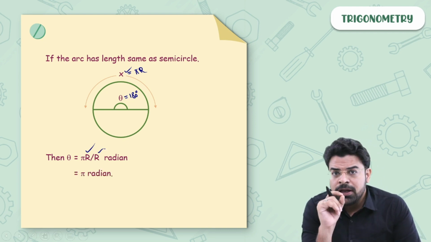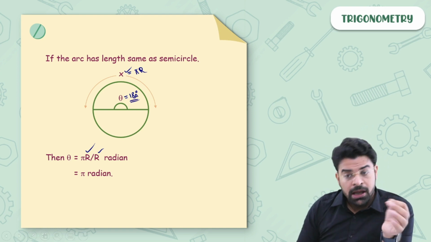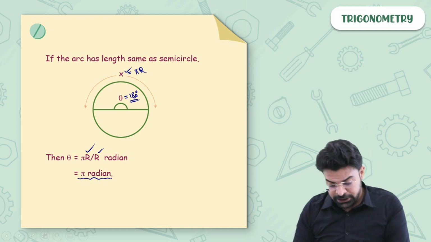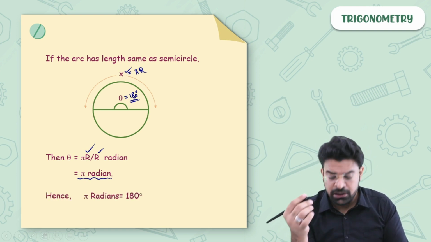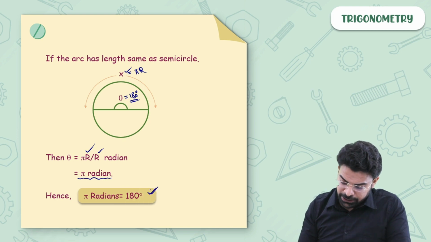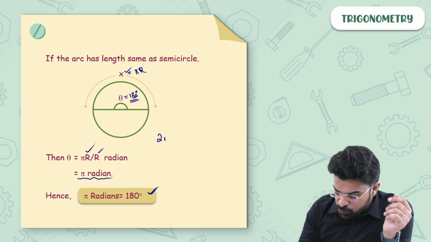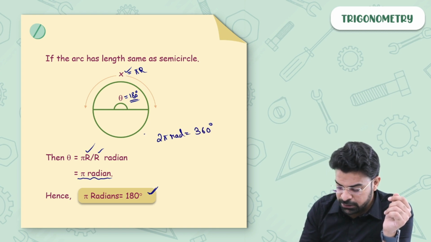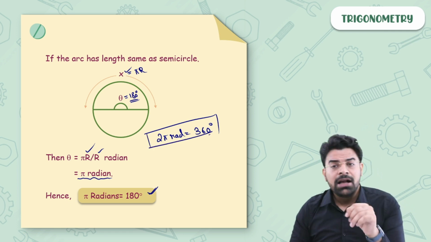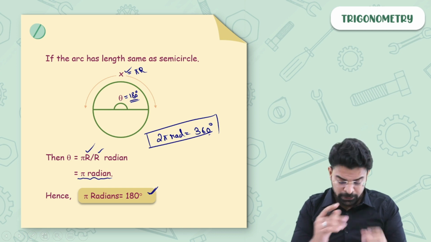Here we got one important correlation. We know that this angle is 180 degree, and this angle is also equal to pi radian. Hence we can say that 180 degree equals pi radian, or pi radian equals 180 degree. If we double the angle on both sides, then we can say 2 pi radian equals 360 degree. So the angle subtended by a complete circle at the center is 360 degree, and that equals 2 pi radian.